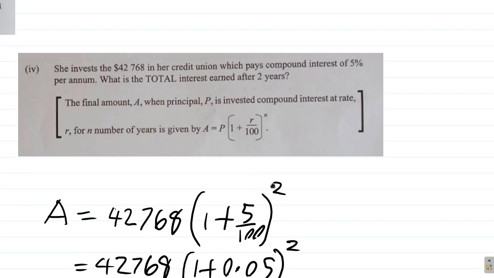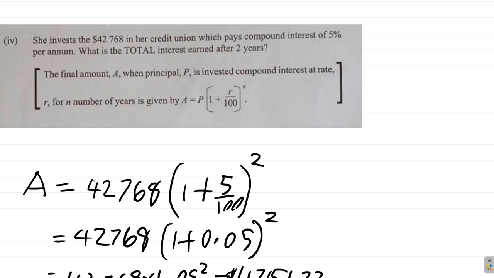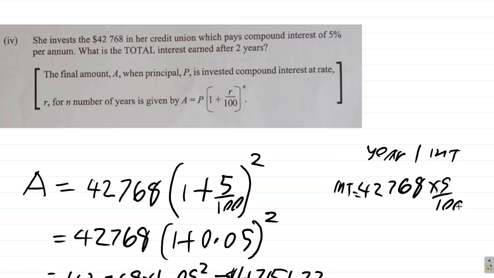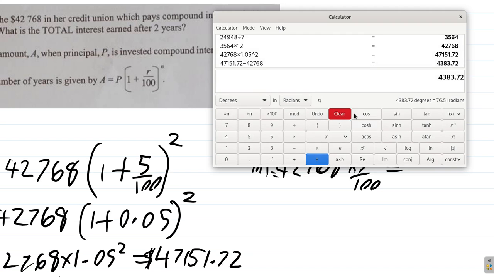So they gave you the compound interest formula. Now, suppose next time they give you a question like this and they don't give you the formula and you don't remember what it is. What you could do is say, first year, what is the interest after year 1? So it's 42,768 plus the interest, or the interest earned is this times 5 over 100, right? That's the interest that you earn in year 1.